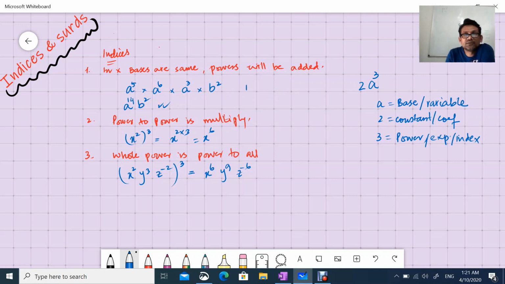When the bases are the same, the powers will be added, and likewise, suppose I give an example here: a power 5 divided by a power 3. When I move from the denominator to up, or up to down, we change the sign. So this is 5 minus 3, and the answer is 2. Okay, we should move to the next part. The whole power is the power to all, we have done.